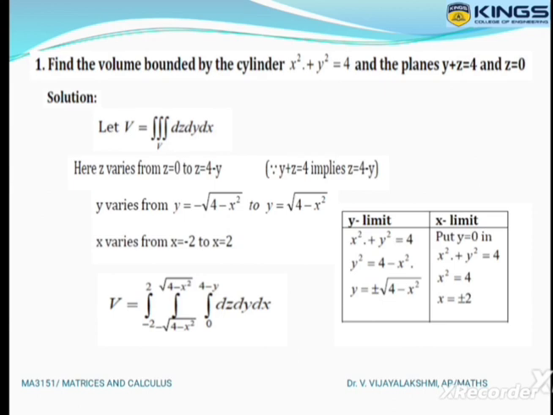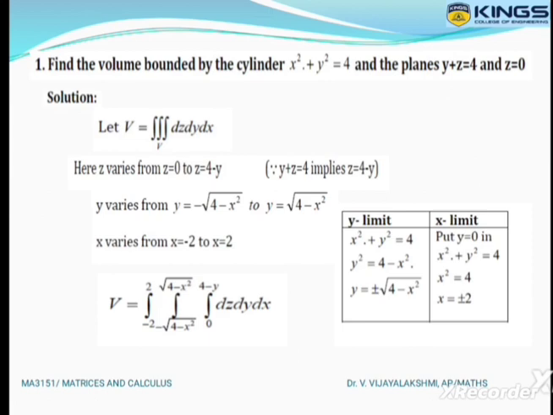Finally, we have to get the limit for x. That one is obtained again from the curve equation x squared plus y squared equal to 4. Now we put y equal to 0 in that equation. We will get x equal to plus or minus 2. So x varies from minus 2 to plus 2. Now replace all the values in the above formula. So we get V equal to triple integral, minus 2 to 2, minus root of 4 minus x squared to plus root of 4 minus x squared, and 0 to 4 minus y, dz dy dx.